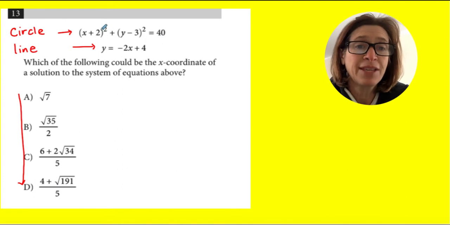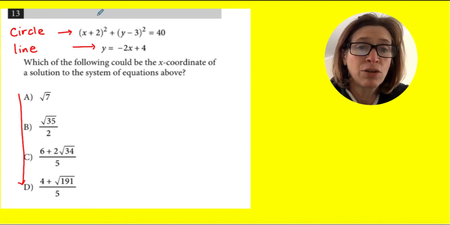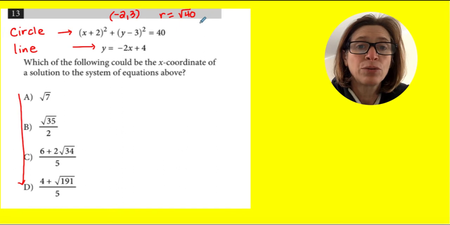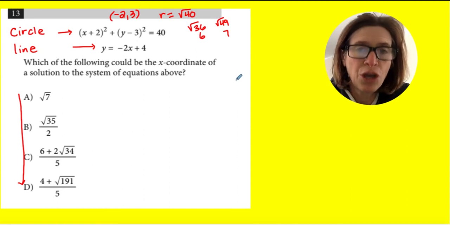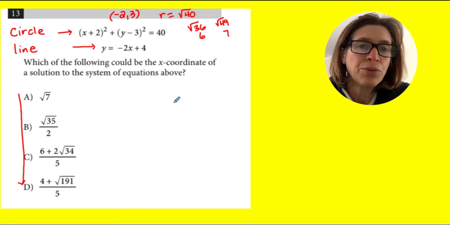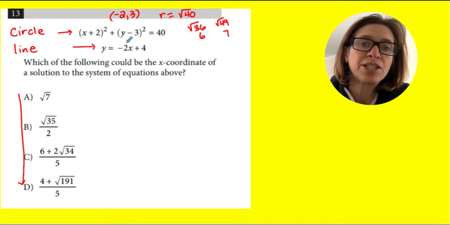Now, if I graph this, I know that the center of my circle is -2, 3, and I know my radius is root 40. Root 36 is 6, and root 49 is 7. So I know that my radius is somewhere between 6 and 7 units. Okay, so what I'm going to do is plug one equation into the other. I'm going to use substitution because that's one way to solve a system.